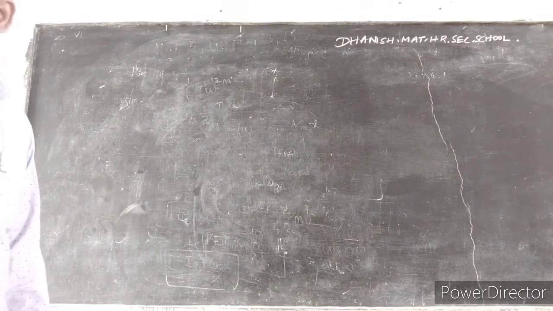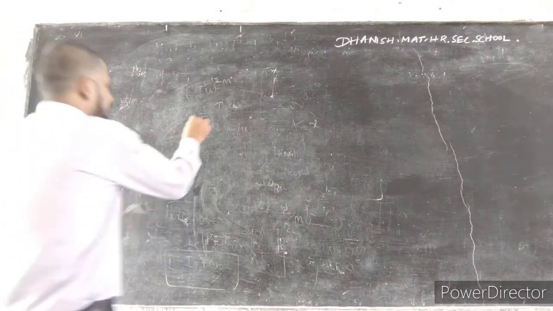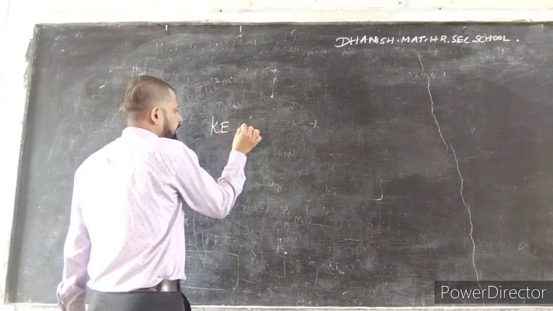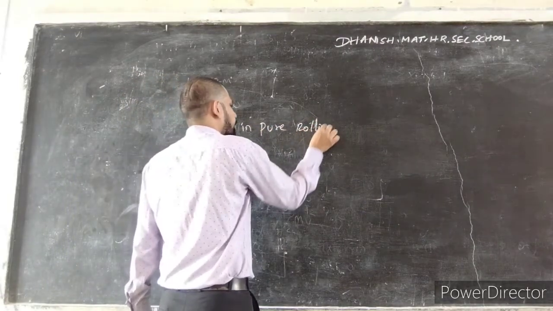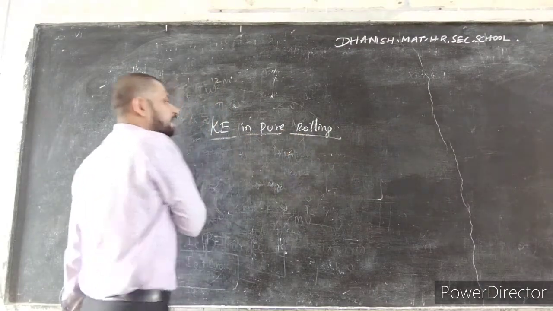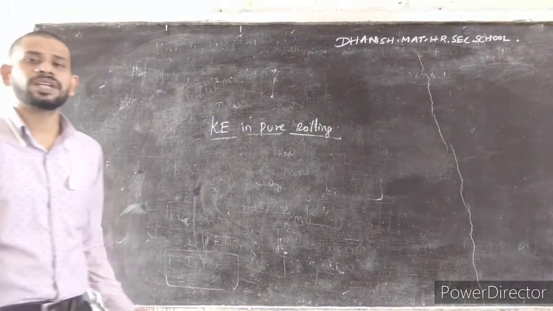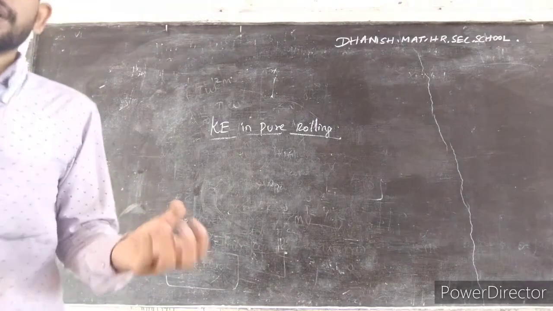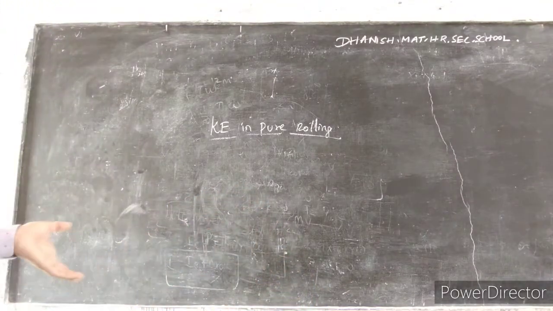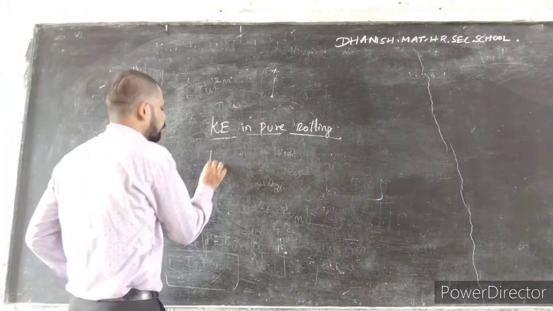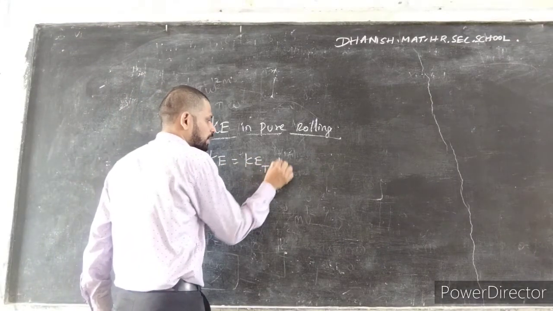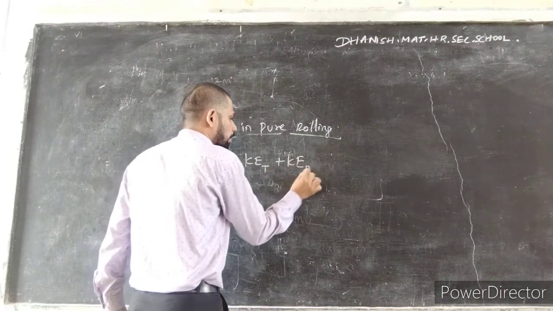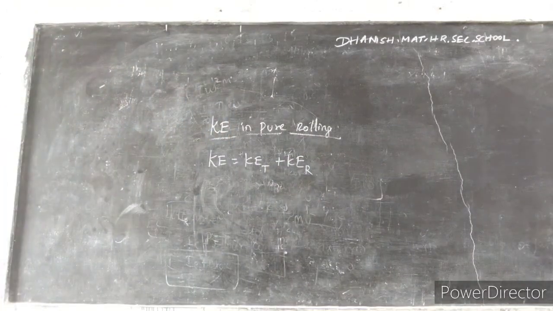Okay, the next one, the kinetic energy in pure rolling. We know what pure rolling is: rolling is the combination of translation and rotation motion. So the total kinetic energy will be equal to the kinetic energy of the translation motion plus the kinetic energy of the rotation motion.